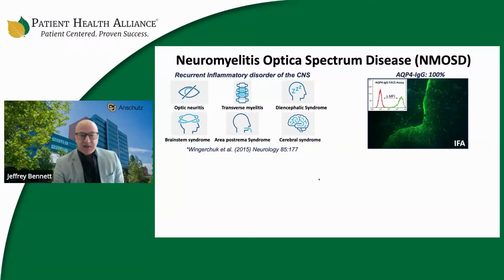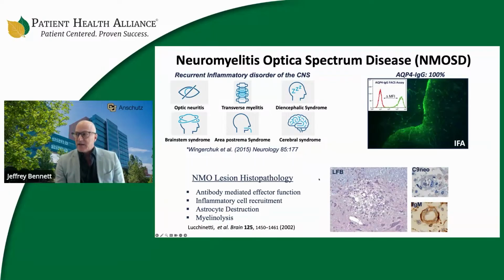Neuromyelitis optica spectrum disease shows a classic pathognomonic histopathology demonstrating complement-mediated cytotoxicity, lymphocytic and neutrophilic infiltration, as well as astrocyte destruction and myelinolysis.